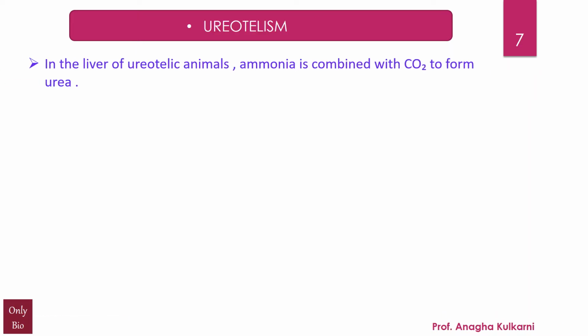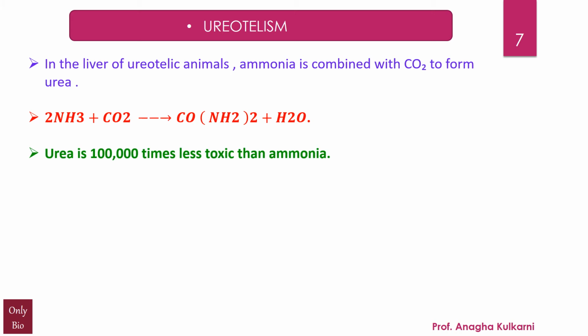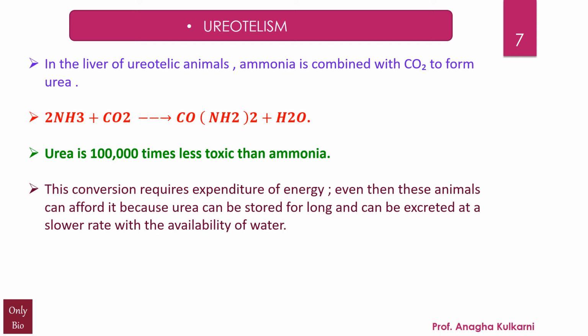In the liver of ureotelic animals, ammonia is combined with carbon dioxide to form urea. The reaction is 2NH3 plus CO2 gives you CONH2 twice plus H2O. Urea is 1 lakh times less toxic than ammonia. Please remember this. Urea is 1 lakh times less toxic than ammonia. This conversion requires expenditure of energy. That is conversion of ammonia into urea.